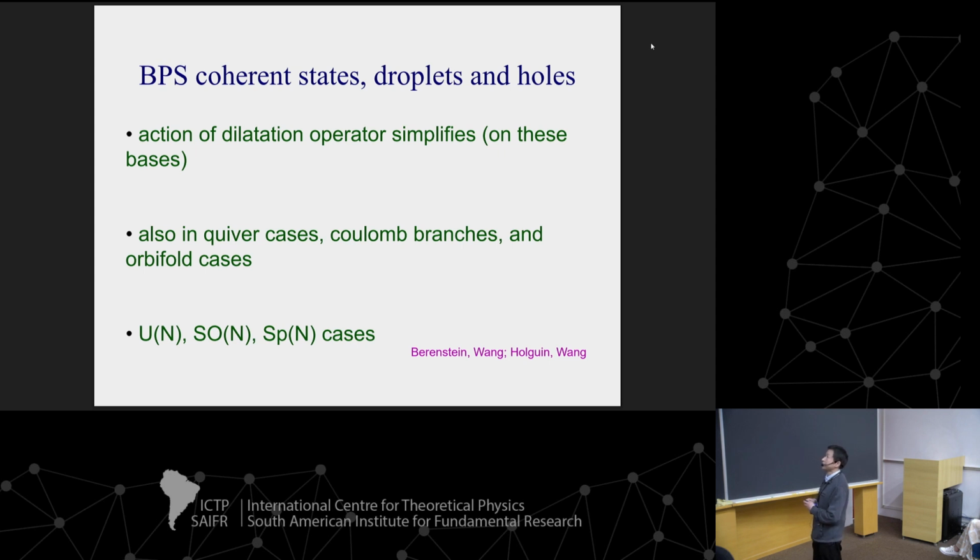And these states are also in quiver theories, in Coulomb branches, and in orbifold cases. For example, in the quiver cases, we can have two gauge groups, U(N1) and U(N2). One can integrate over the two groups and obtain the group averaged coherent state. And the construction works for gauge groups U(N) and also SO(N) and Sp(N) cases.